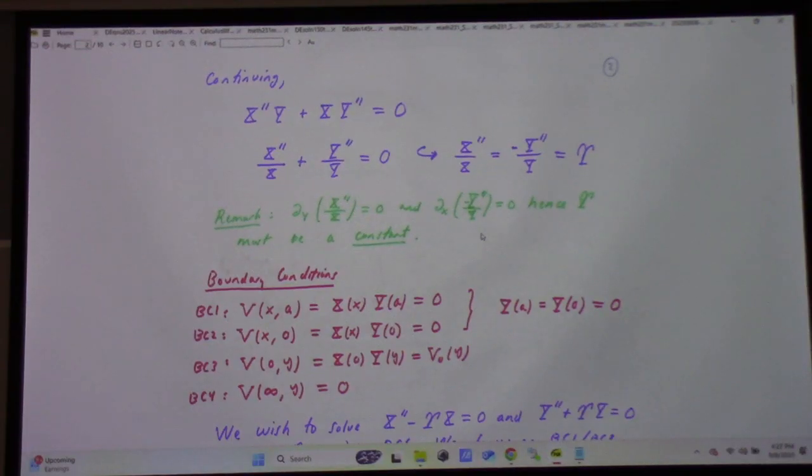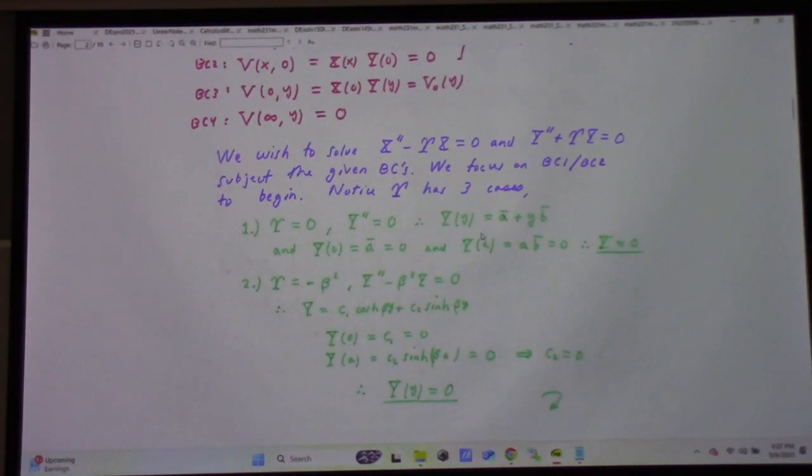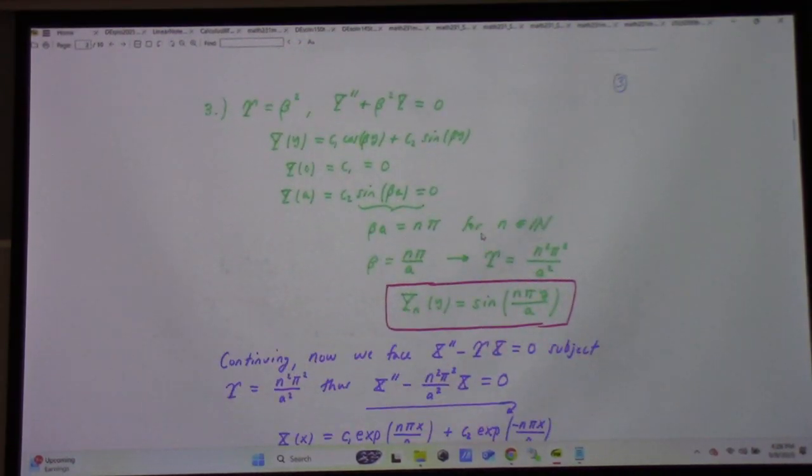All right, so continuing on, there are three cases to consider. Either upsilon is 0, we get nothing. Upsilon is negative, we get nothing for y. But the positive constant is where we get exciting, interesting solutions from. Namely, we learned that beta, which squares to give upsilon, has to be n pi over a. So we get our characteristic solutions, sine of n pi y over a, like this.